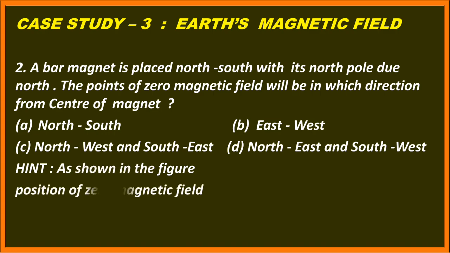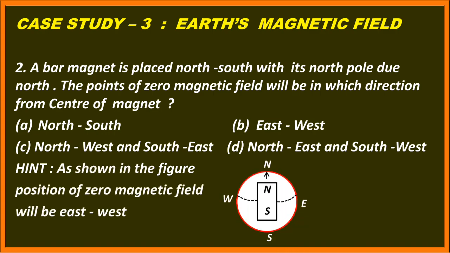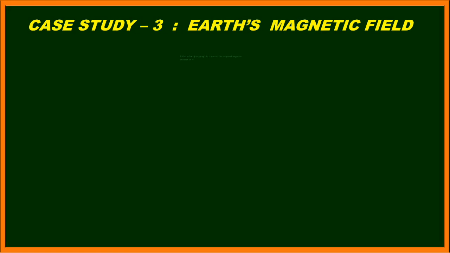Now question 2. A bar magnet is placed north-south with its north pole due north. The points of zero magnetic field will be in which direction from the center of the magnet? North-south, east-west, northwest and southwest, northeast and southwest. Here you can see the figure. As shown in the figure, the position of zero magnetic field will be east-west. The correct answer will be option B, east-west.